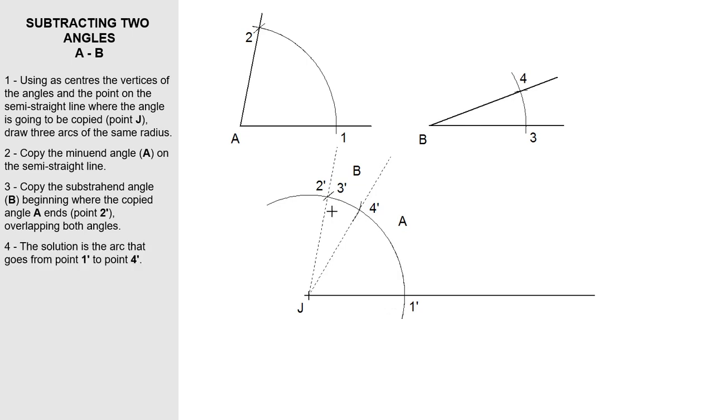If we take from angle A that is intercepted by arc 1', 2', angle B intercepted by arc 3', 4', the angle intercepted by arc 1', 4' is the angle resulting of subtracting angle B from angle A.